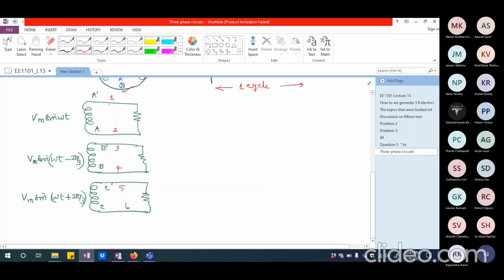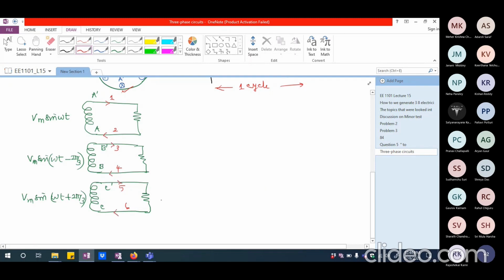So if I don't connect them at all, if I use them as independent circuits, I am going to require 6 independent wires to transmit electricity, one for the forward path, the other one for the return path in every phase. This is how it is going to be.